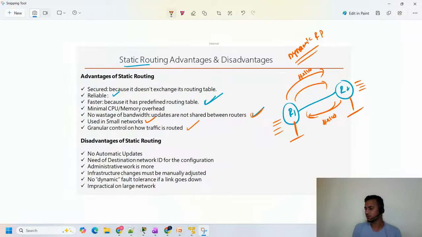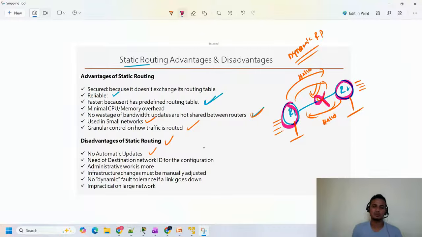And we'll list down a few of the disadvantages as well. What is the disadvantage of static routing? No automatic update. In a dynamic routing protocol, you will see the updates like this. Consider if this link goes down, which means the neighborship between router 1 and router 2 is going to break. Once the link is up again, these routers are going to form the neighborship automatically.